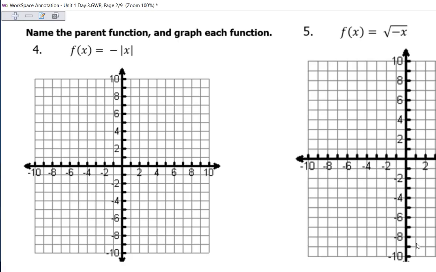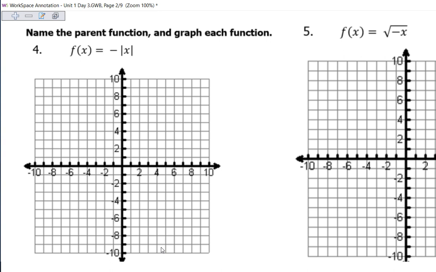Okay, now go into our parent functions and doing some transformations. The instructions say name the parent function and graph each function. So for number 4, what is the parent function? Absolute value. How do I know it's absolute value? Because of those vertical bars.